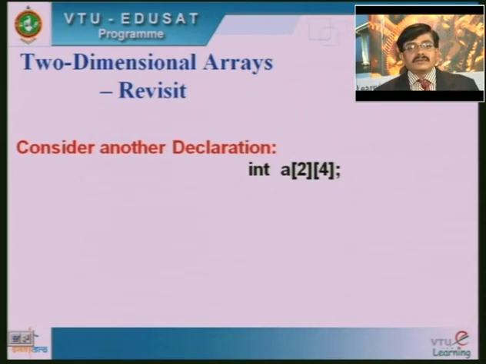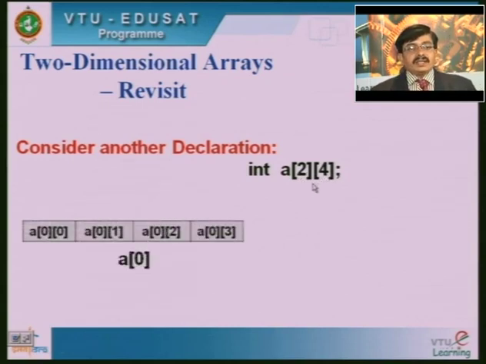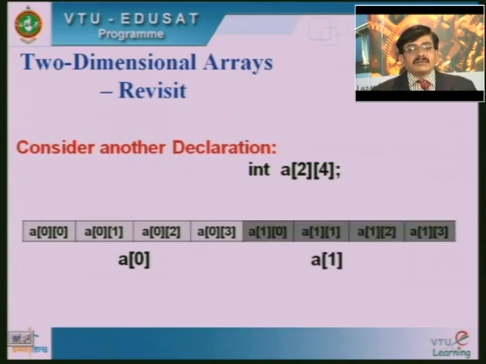Now when you come to two-dimensional arrays, the declaration is like int a[2][4]. Here a is the name of the array, int is the data type, 2 is the size of the row, and 4 is the size of the column. Here we have 2 rows and each row has 4 elements. So a[0][0], a[0][1], a[0][2], a[0][3] are the 4 elements of the 0th row, immediately followed by a[1][0], a[1][1], a[1][2], a[1][3], which are the 4 elements of the second row.